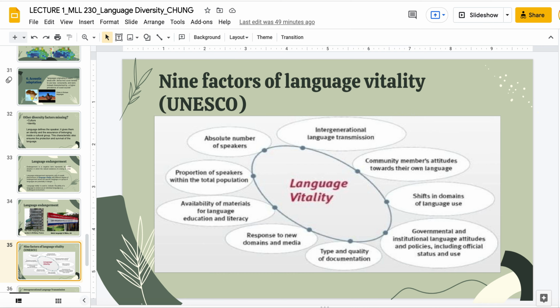Availability of materials for language education and literacy. Do you have opportunities to speak this to your children? Is it just you, or is there a community? Can I take my child to a museum where this language will be spoken? Are there materials? Are there books in this language? Are there movies in this language? Proportion of speakers within the total population.